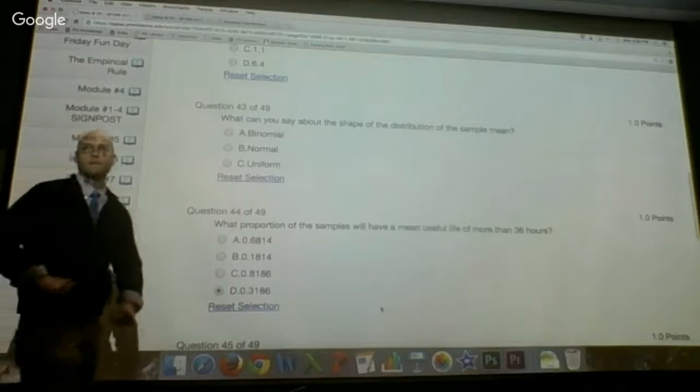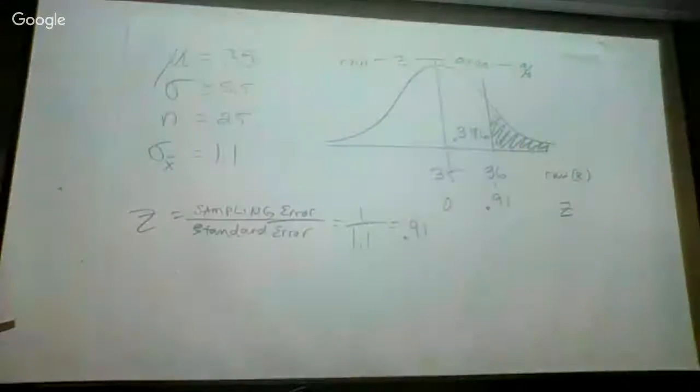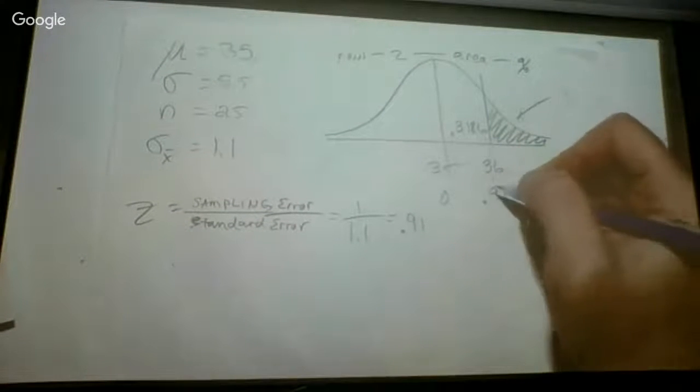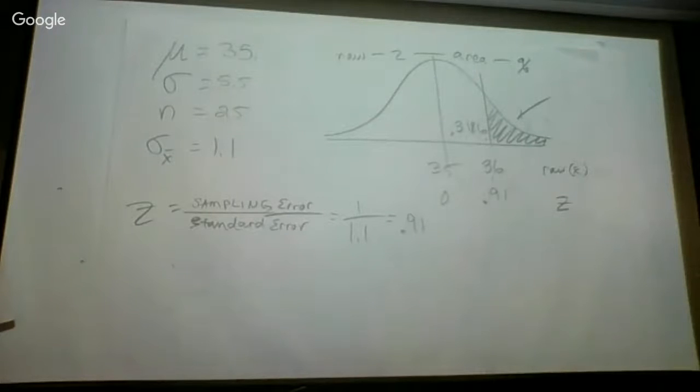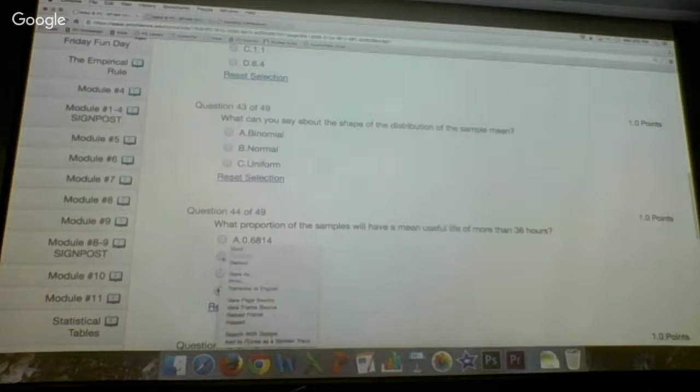Jack, am I being too casual? Maybe. Let's take a look at where I went wrong. I felt a little too casual there. I found the area here to be 0.3186. I want to know the probability that they'll go longer than 36. How do you go longer than 36? You subtract 0.3186 from 0.5. Yeah. So don't be fooled by an answer such as this. Because what we really need is 0.5 minus that, which is 0.1814.